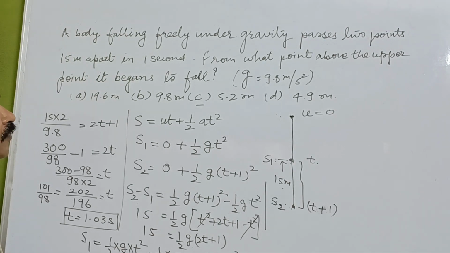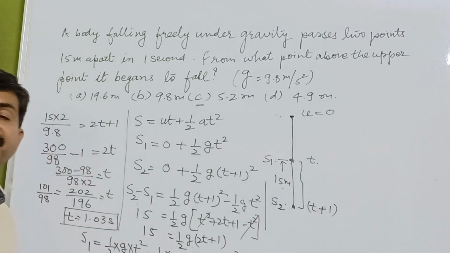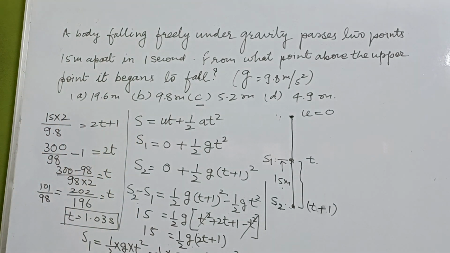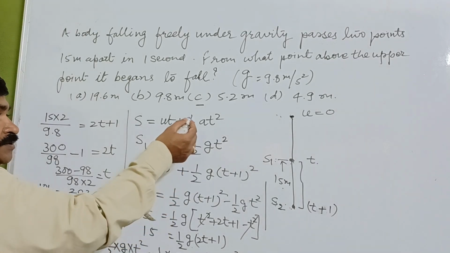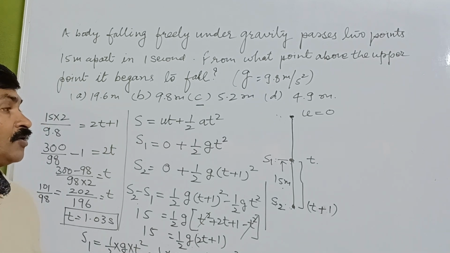So from what point above the upper point does it begin to fall? It starts from 5.2 meter. So here we have used the second equation of motion by which we have got the answer. So we can go in such a manner to calculate the values which are asked of us.